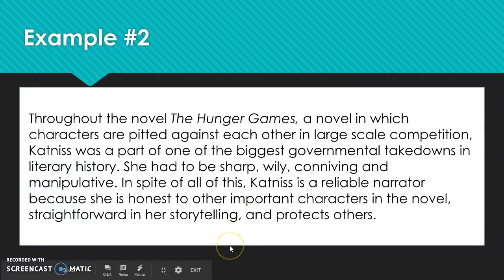So again, you're not going to have to write an essay like this. It's a little bit more challenging, but I wanted to show you a hook statement for something, not for the writing SOL.